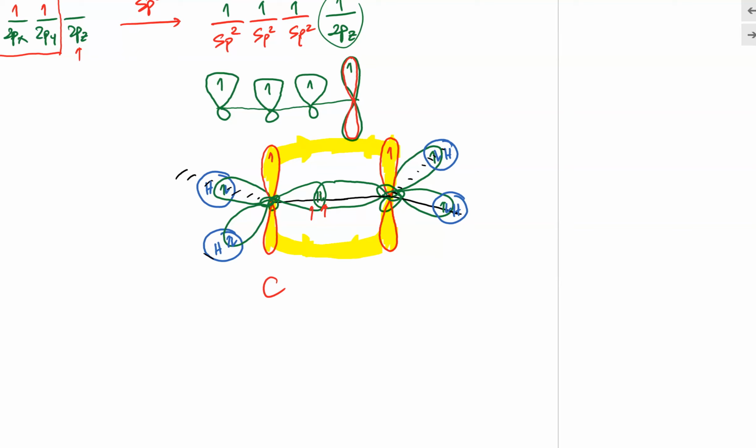So let's now label all of these bonds. In this case, this bond right here is a sigma bond, and this is produced by the overlapping of the carbon using its sp2 orbital with the other carbon that is also using its sp2 orbital as well. And there we go, we have that first sigma bond.